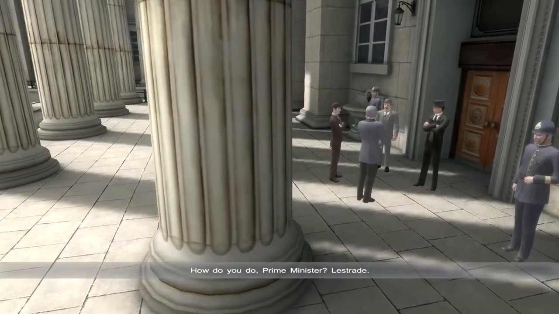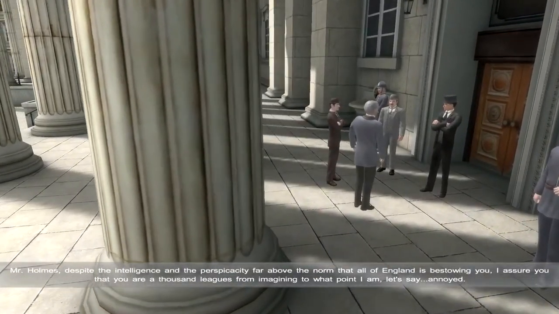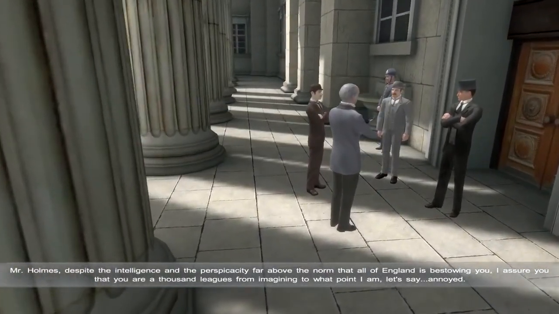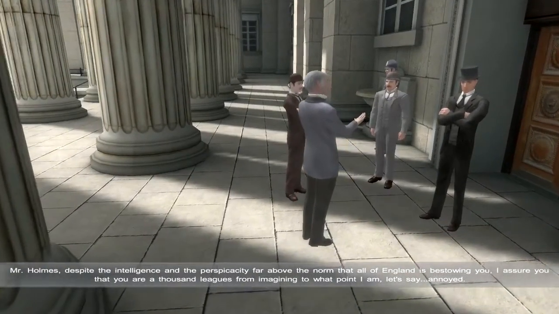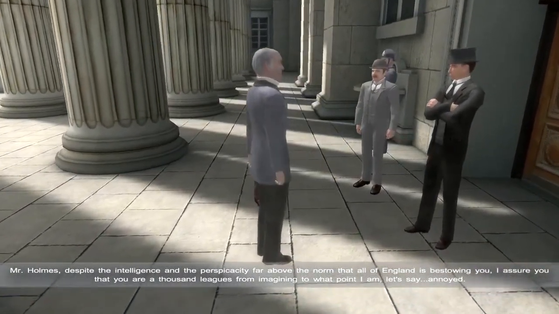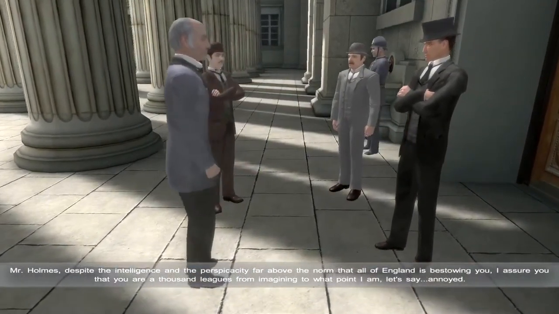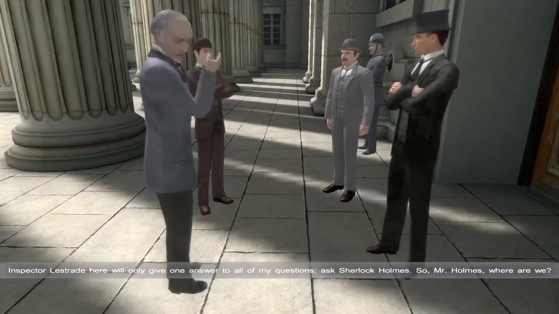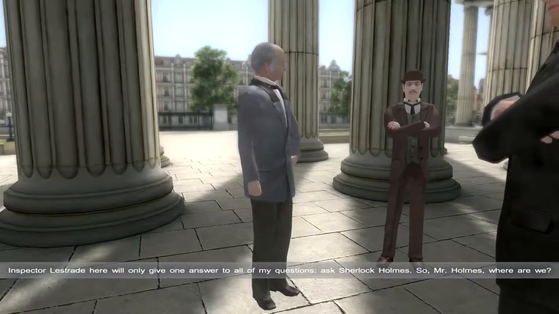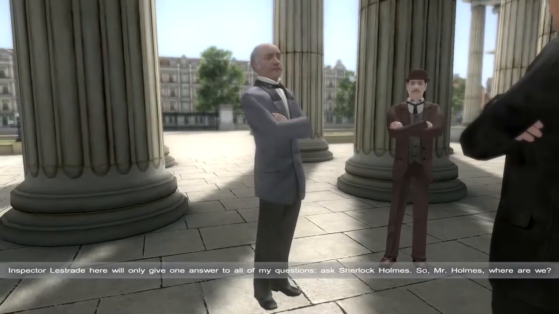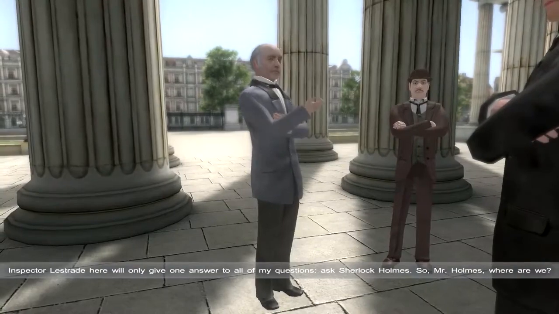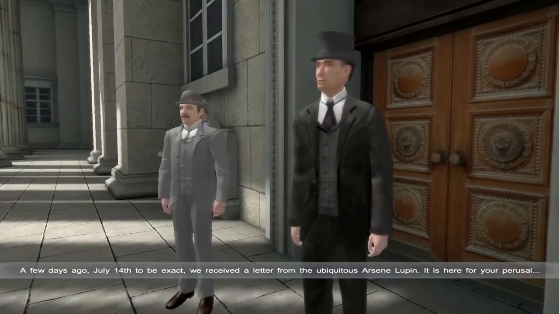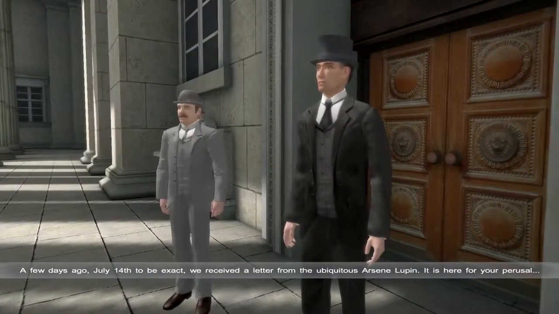How do you do, Prime Minister? Lestrade. Mr. Holmes, despite the intelligence and the perspicacity far above the norm that all of England is bestowing you, I assure you that you are 1,000 leagues from imagining to what point I am, let's say, annoyed. Inspector Lestrade here will only give one answer to all of my questions. Ask Sherlock Holmes. So, Mr. Holmes, where are we? A few days ago, July 14th to be exact, we received a letter from the ubiquitous Arsène Lupin. It is here for your perusal.